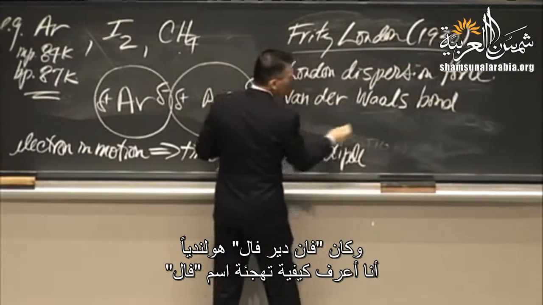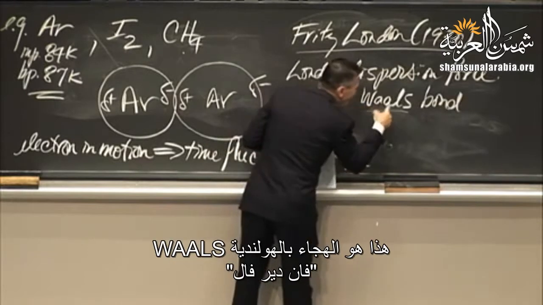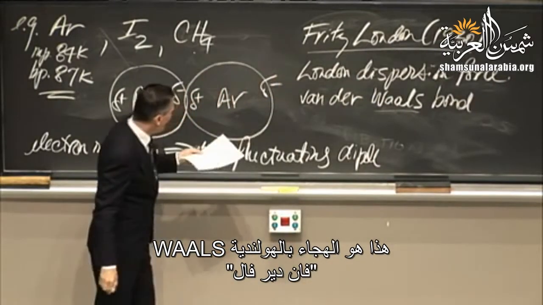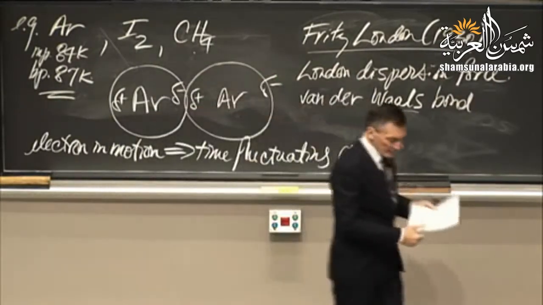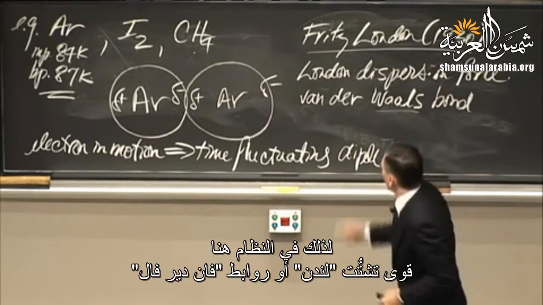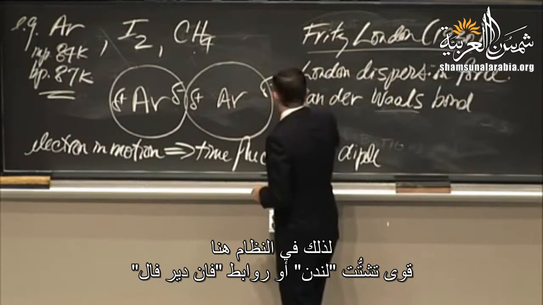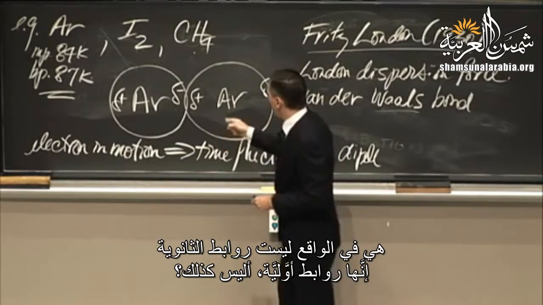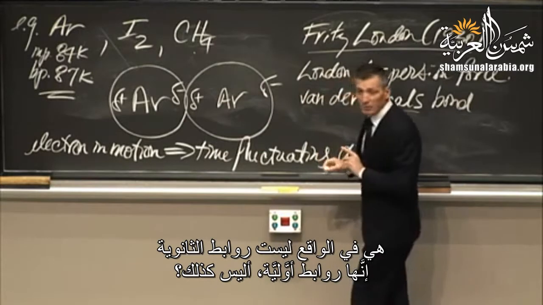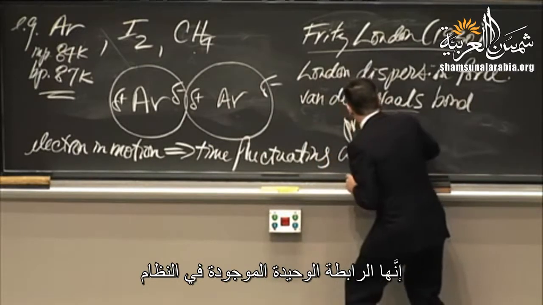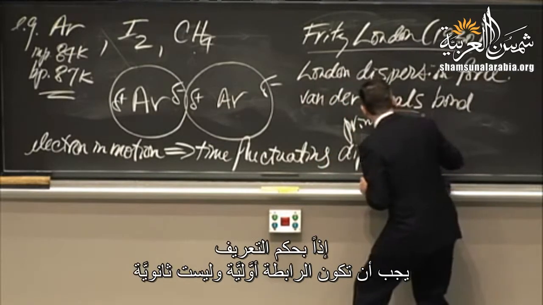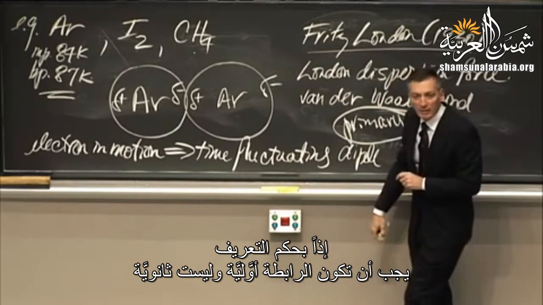Van der Waals was Dutch. I know how to spell the word wall. This is the Dutch spelling, W-A-A-L-S, van der Waals. So in this system here, the London dispersion force, or the van der Waals bond, is in fact not the secondary bond, it's the primary bond, isn't it? It's the only bond. So by definition, it must be the primary bond.